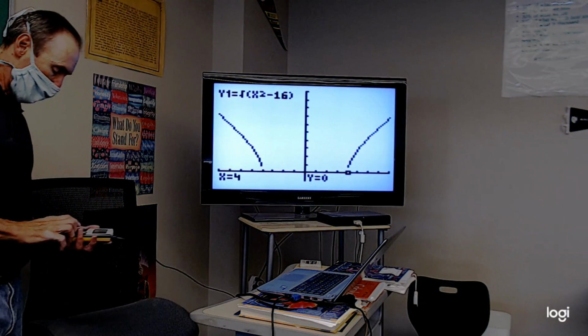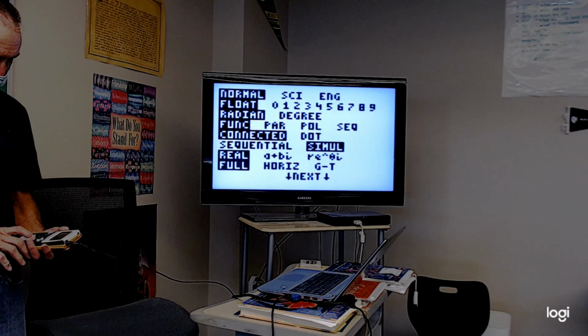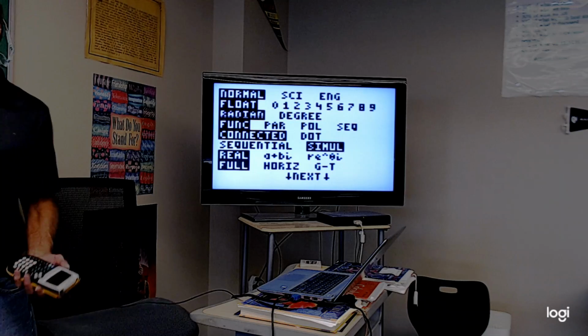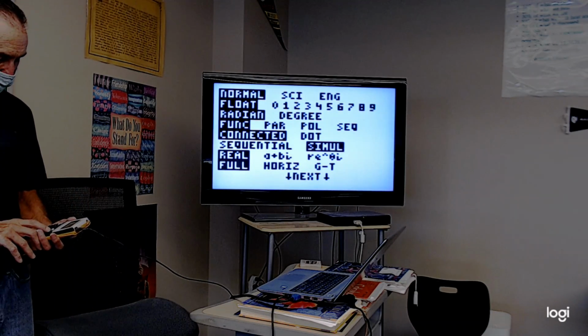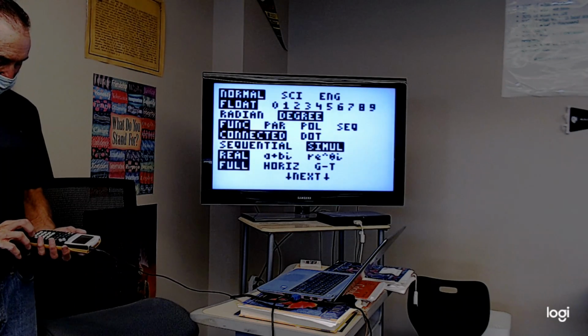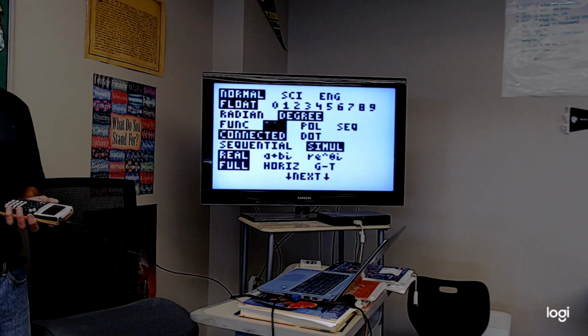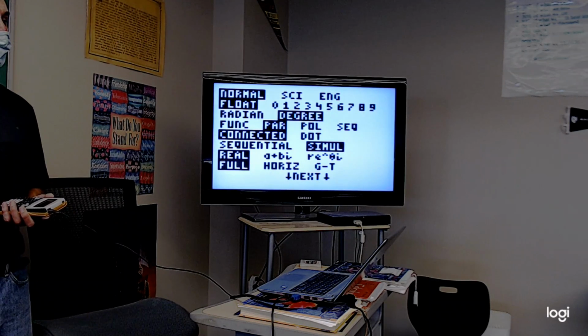Let me see if it shows. Ah, there we go. Okay, so we have to go to mode, and we want to be in degrees because we're talking sines and cosines of degrees. And we want to go to parametric. So we're going to highlight the PAR for parametric. This is uncharted territory here.